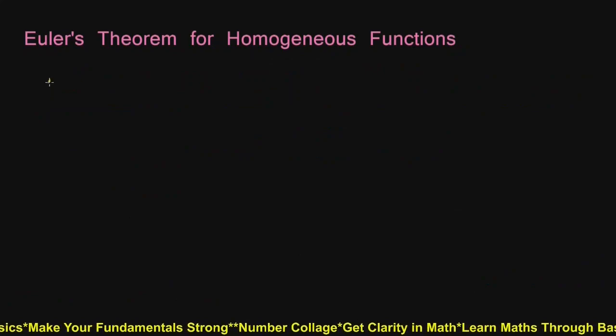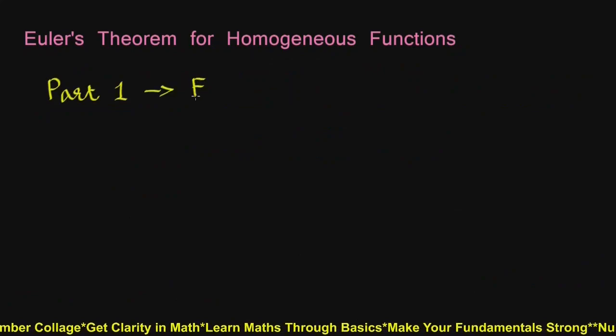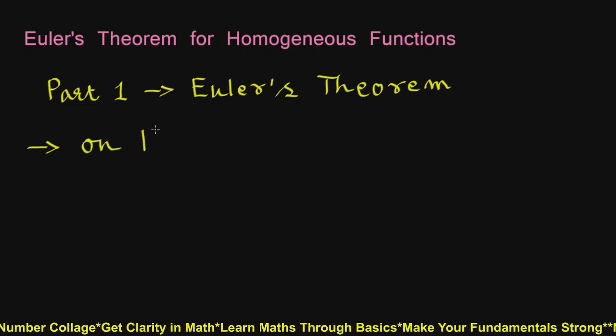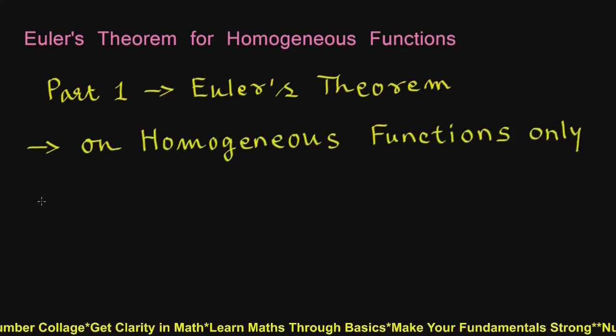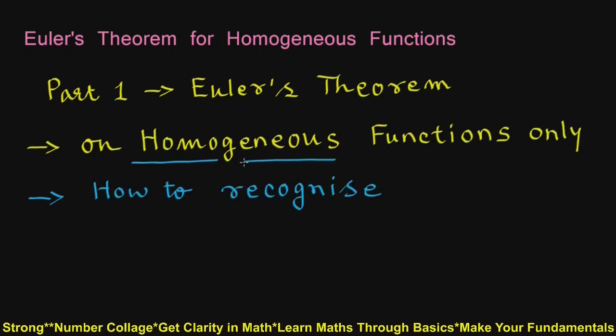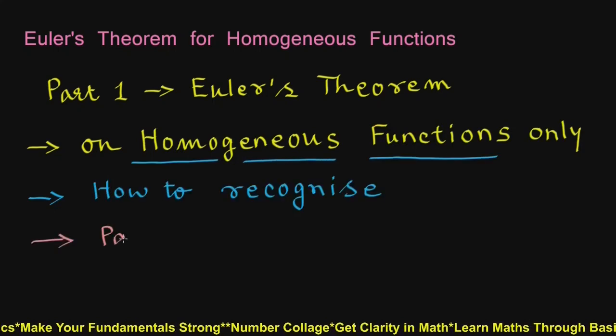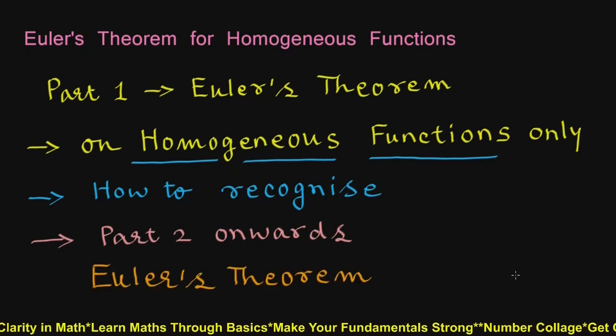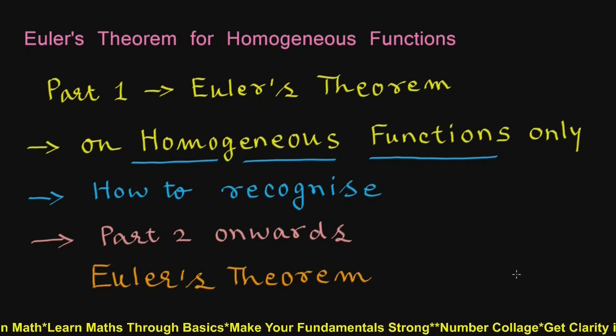This is part 1 of Euler's theorem. Euler's theorem can be applied on homogeneous functions only. So far we have understood how to recognize a homogeneous function. From part 2 onwards, we shall be studying Euler's theorem and how to apply it on homogeneous functions.